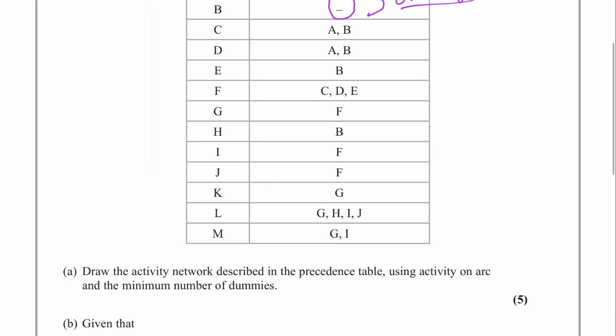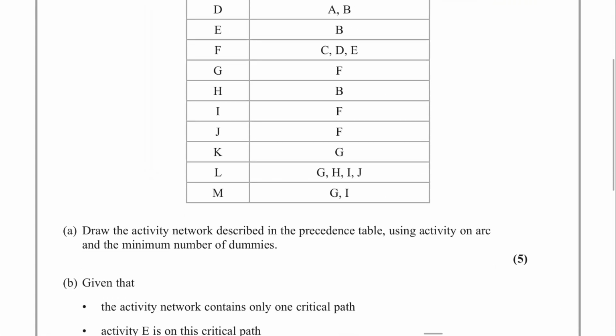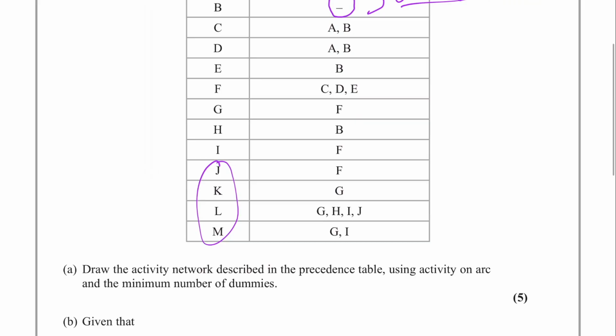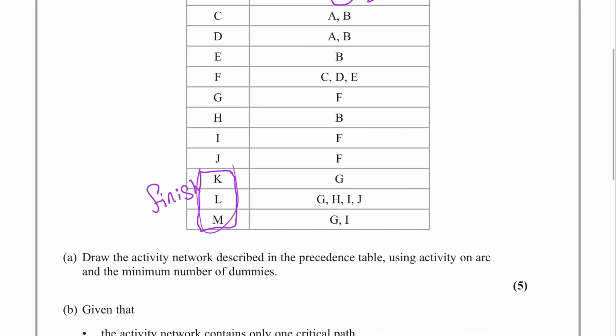And for the finishing activities, we want to look at the end of the table. We're going to consider these activities over here, and we want to check which activity does not appear as a preceding activity. J does appear over here. But K appears nowhere in this table. L does not appear anywhere in this table. M does not appear anywhere in this table. So we can say that these 3 points over here, excluding J, are going to be our finishing activities, or where we want to finish.